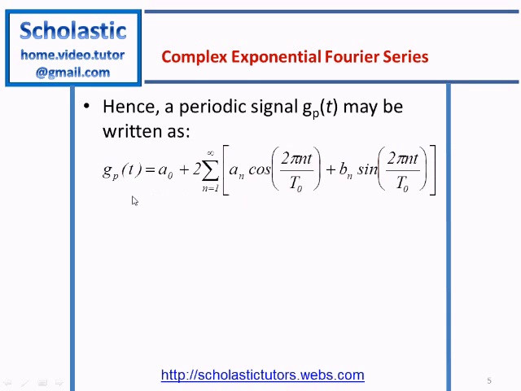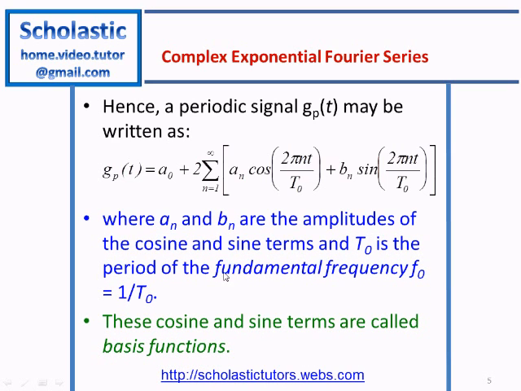So in general, we can write an expression for any periodic signal g(t). g(t) is equal to A0, which is the average value, plus a series of cos functions and sine functions with an amplitude an and amplitude bn, and n goes from 1 to infinity. And this is 2 pi nt over T0. T0 is the period of this signal. These cosine and sine terms are also known as the basis functions. And 1 over T0 is normally known as the fundamental frequency F0.